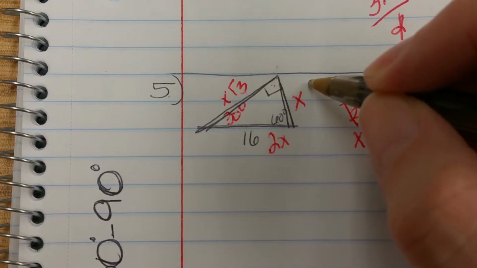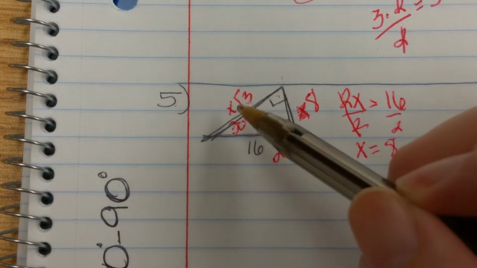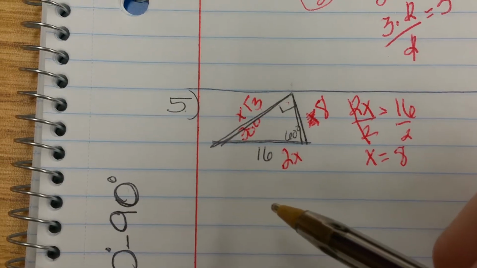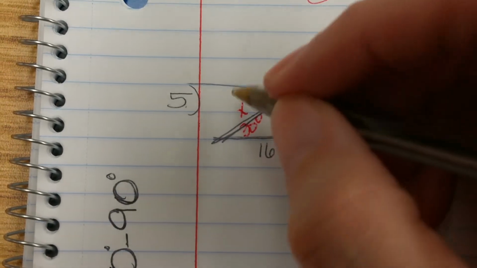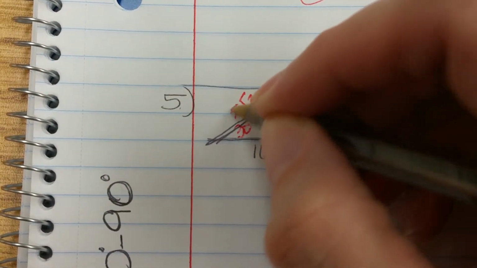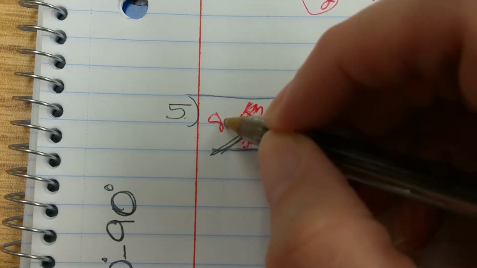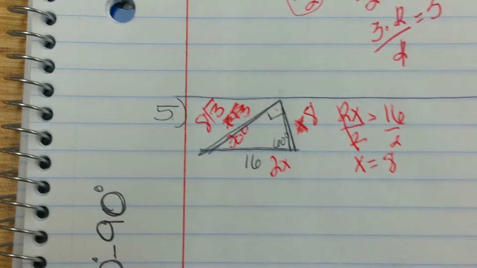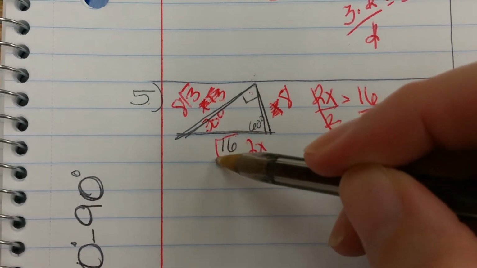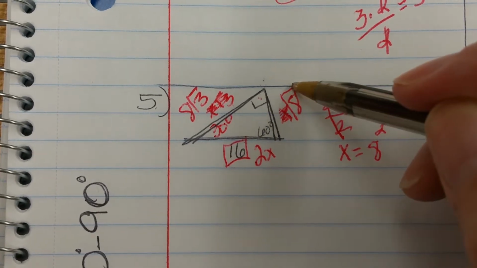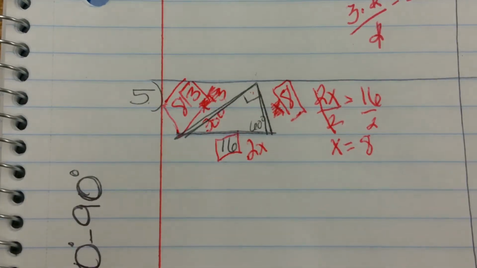So I'm going to put my 8 over here. I don't need that x anymore. And then over here is x times the square root of 3. So I'm just going to put my value of x in here where I see the x in the equation. So what I get here then is instead of x square root of 3, I get 8 square root of 3. So my 3 side lengths here are going to be 16, 8, and 8 times the square root of 3.